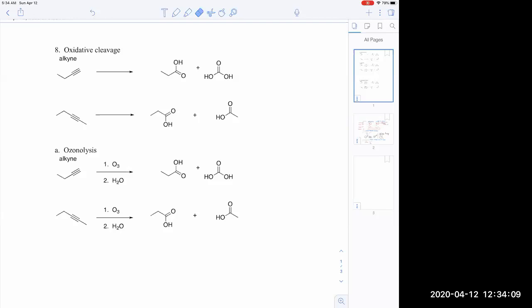Today, we're going to be talking about the oxidative cleavage of alkynes. Now, we did an oxidative cleavage reaction when we studied the alkenes, and so I would like to do a brief review of that before we get into the alkynes.